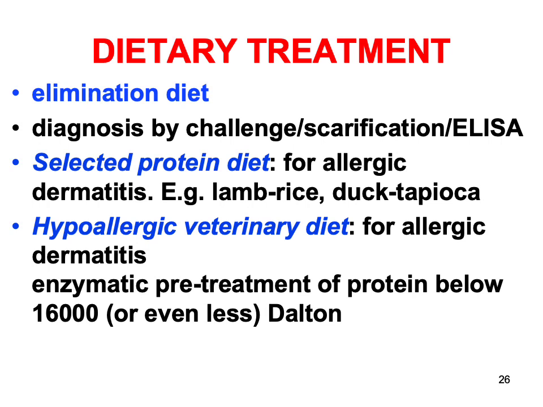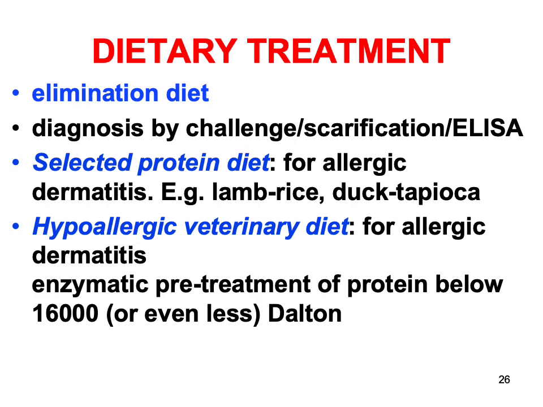The first used to be the lamb and rice, containing only lamb meat and rice. Or today's very typical and very interesting one is the duck meat and tapioca. Duck meat for protein source and tapioca for carbohydrate energy source. Another type of this dietary treatment is to use hypoallergenic veterinary diet.